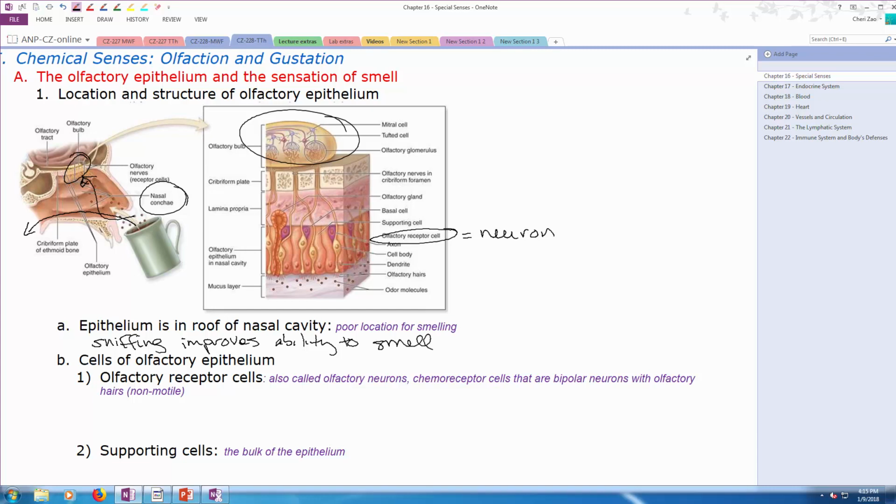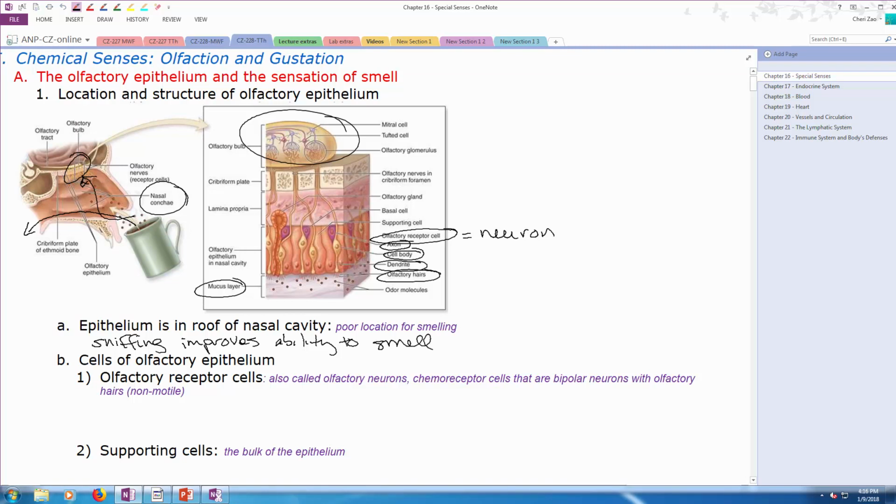When you take a look at this cartoon of our olfactory epithelium, we have in the nasal cavity a mucus layer, and then we actually have hairs coming off of our olfactory neurons. And we have this area called the dendrite. Then we have an area called the cell body, and then we have an area called the axon, which goes through the foramina of the cribriform plate.